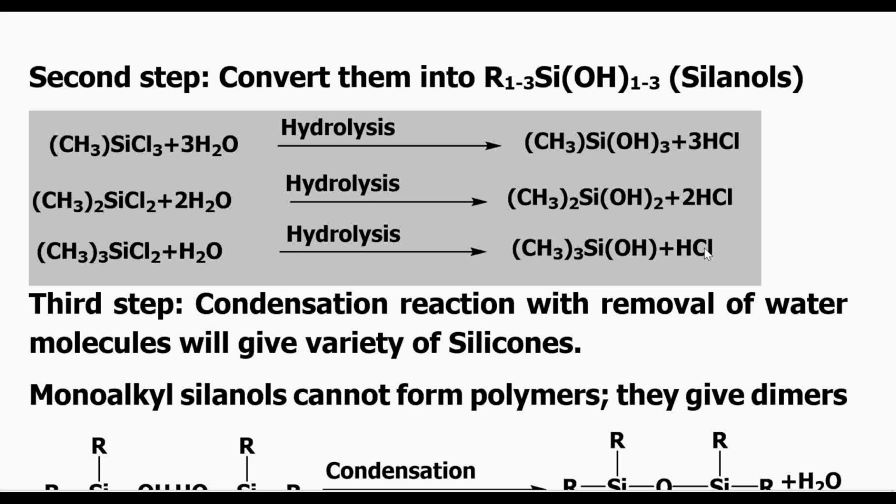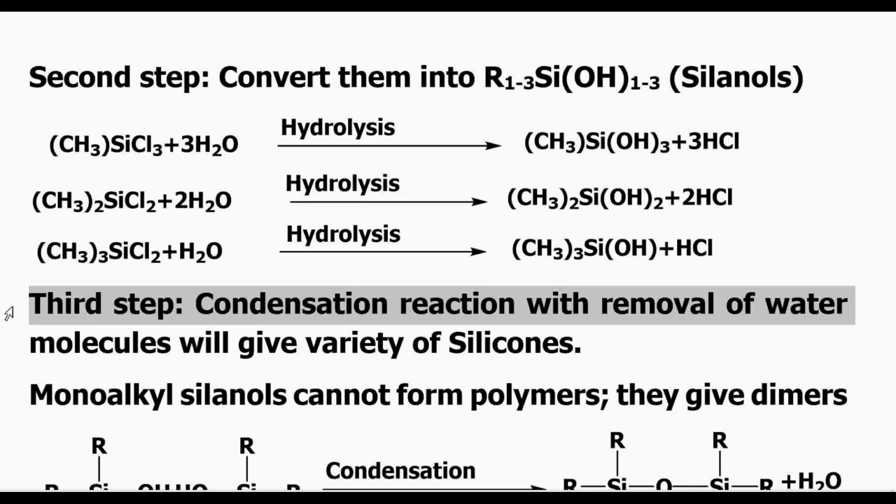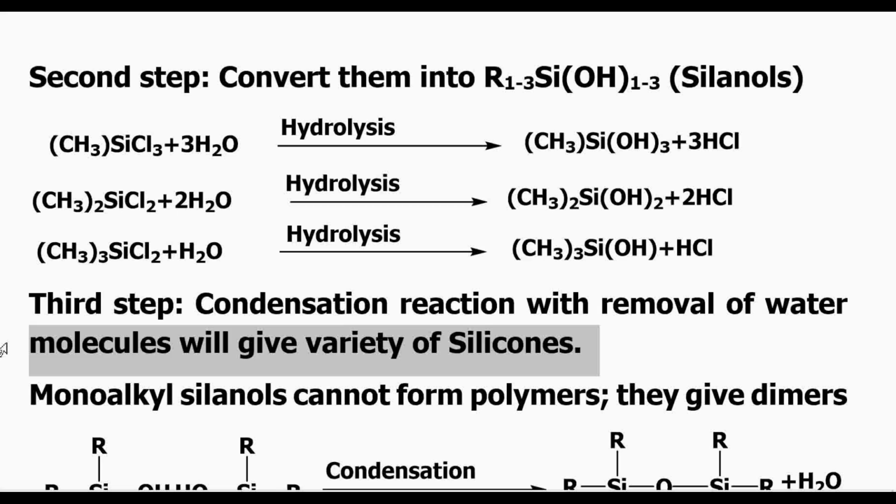So first we prepared an alkyl or aryl silicon halide. Then in the second step we hydrolyzed it to obtain silanol. Then in the third step, a reaction known as condensation reaction has to be performed, which is about removal of water molecules, and upon removal of these water molecules we obtain the silicones, that is the polymers.